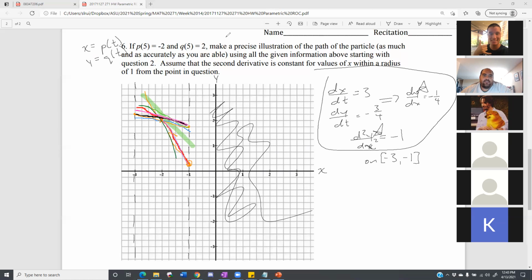So I am going to, what color has not been used? They've all been used. All right.